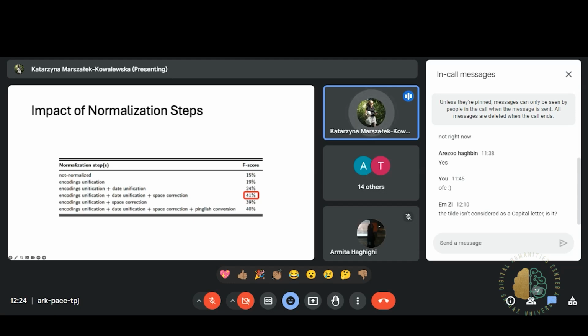Indeed, it turned out that the most efficient combination of normalization steps for this particular task is the unification of encodings and dates combined with space correction. And in fact, correcting and unifying spaces proved to be the most crucial normalization step for this task. And I actually do believe, and I know it from other experiments, that this is one of the most important aspects of normalizing Persian text for NLP.